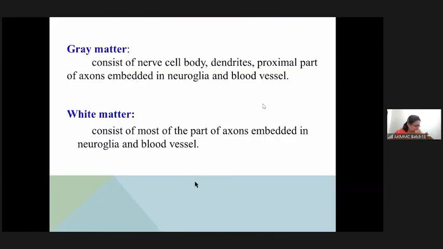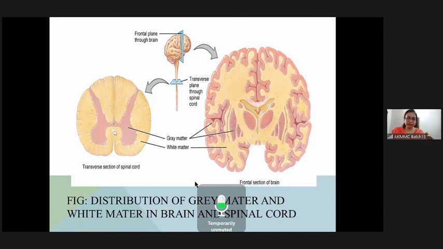Now, okay, what is this? Gray matter, white matter. This is a transverse section of the spinal cord, and this is a coronal section of the brain. Very good. আচ্ছা, একজনকে বললে যে গ্রে ম্যাটার and white matter.